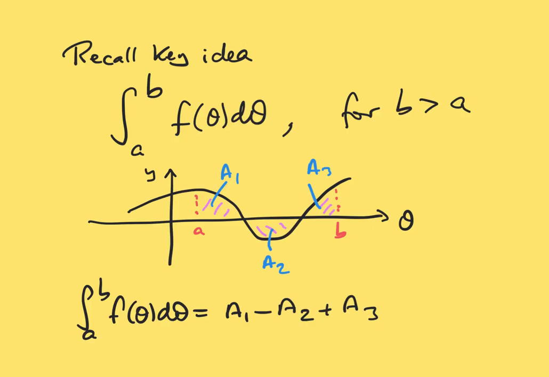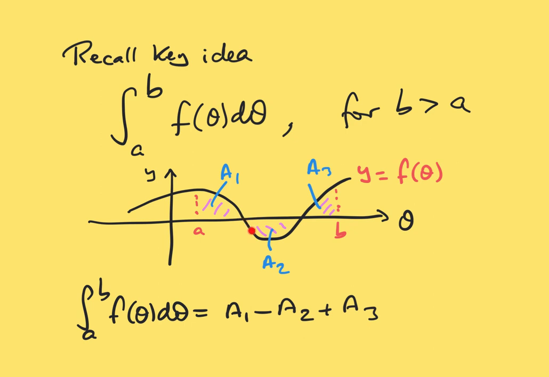So this is the key idea. If we have an integral with some lower and upper integration limits, and I'm assuming that the upper integration limit is larger than the lower integration limit, so we're integrating from somewhere here to somewhere more to the right, then our interpretation is that you sketch the integrand, the function that we are integrating here, and if that function is positive, if it's above the theta axis, then this area here is the value of the integral from a to here, say.